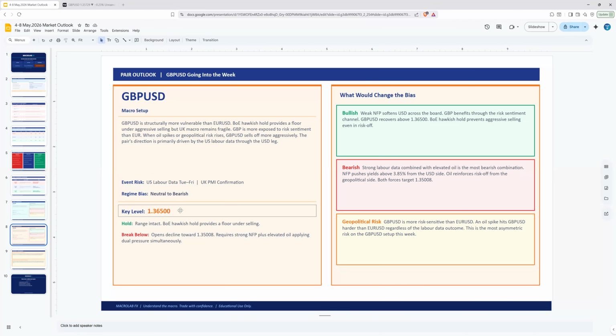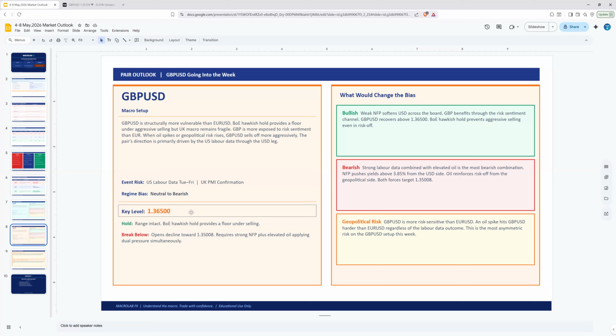And let's look at our key level on pound USD so that we're going to be on the same page. So our key level is 1.3650. We're expecting this to hold, and why we're expecting it to hold is because we expect pound USD is structurally more vulnerable than Euro USD. Of course, Bank of England sound hawkish, no doubt, but UK macro still remains fragile, and the Fed structurally and systematically is still more hawkish than Bank of England.